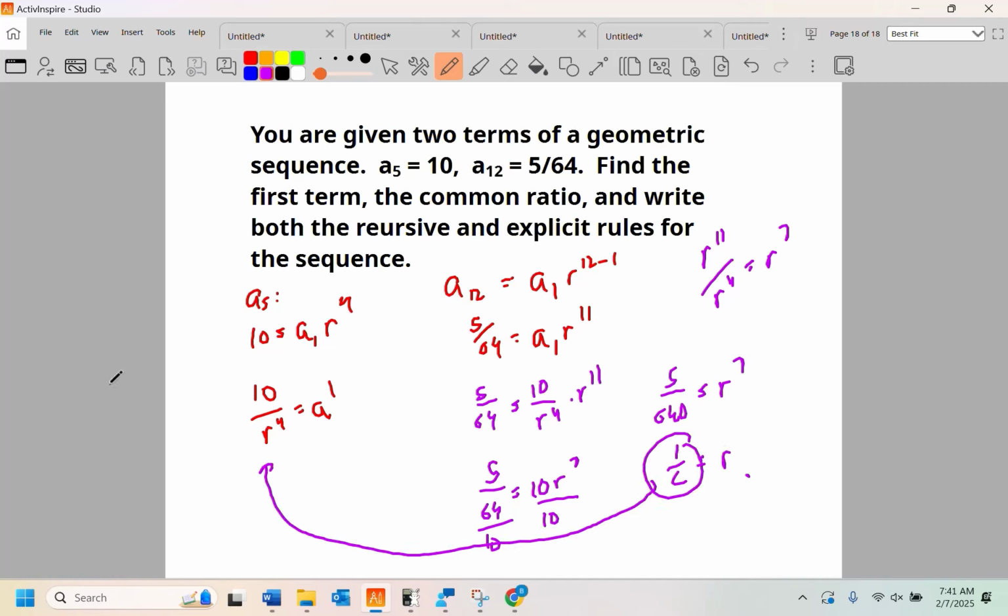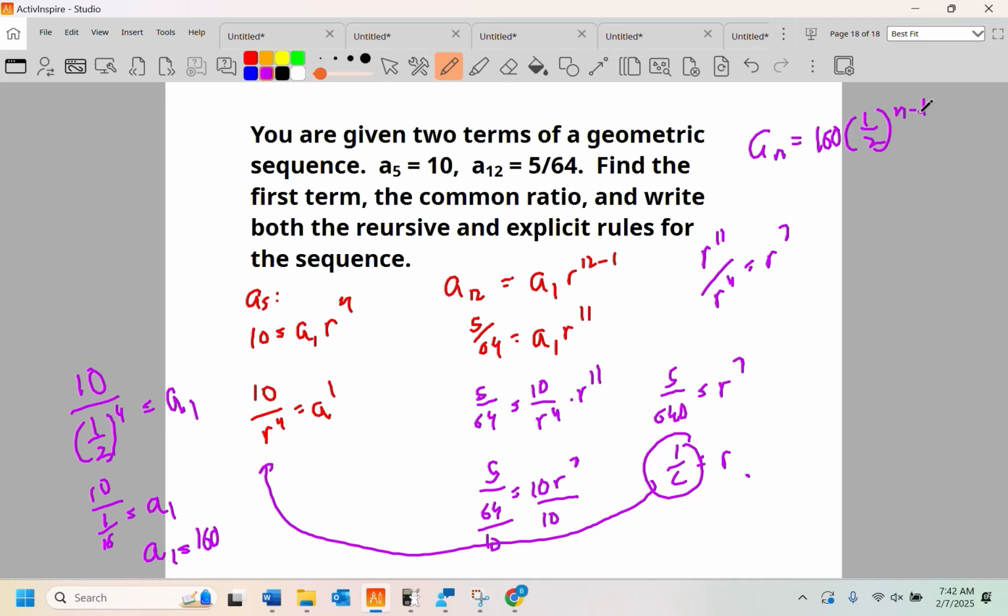Plug it in. 10 over 1/2 to the 4th power is the first term. All right, a half to the 4th power should be a 16th. 10 over 1/16 is the first term. And that means the first term is going to have to be 160. So my explicit rule is the first term of 160 times the common ratio of a half raised to the n minus 1.